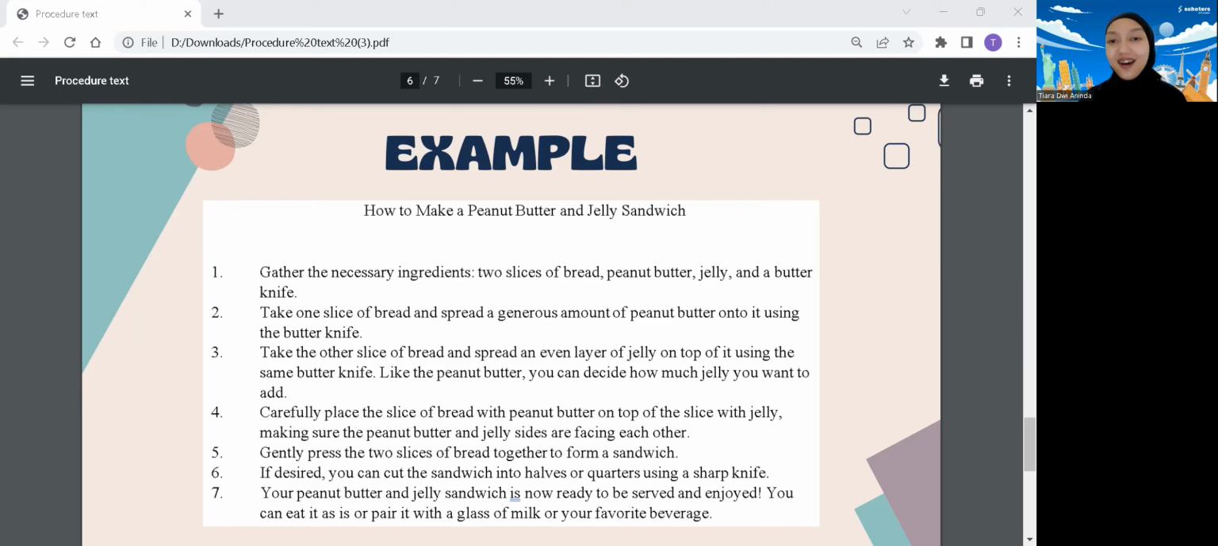Okay, I think that's all for today. For your assignment, you will need to answer a set of multiple choice questions about procedure text. The questions will test your understanding of the language features and the structure of the procedure text. Please complete the questions by the end of the class and submit them before you leave your class today. I already sent it to your group chat, so you can check it now.